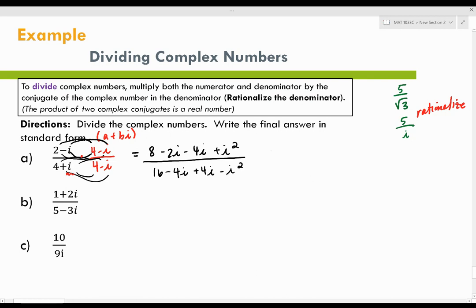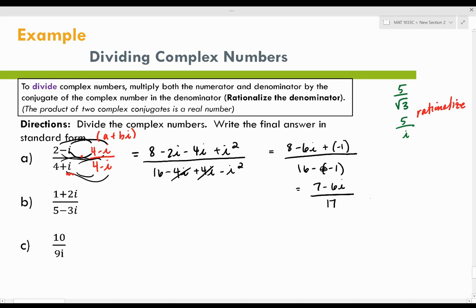We're going to simplify. In the numerator, we have 8 minus 6i plus negative 1. In the denominator, the 4i's are going to cancel. That's going to give you 16 minus negative 1. All right, so let's keep simplifying. In the numerator, we're going to have 8 minus 1, which is 7 minus 6i. And then in the denominator, we're going to have 16. A negative times a negative is positive. So 16 plus 1 is 17, okay?